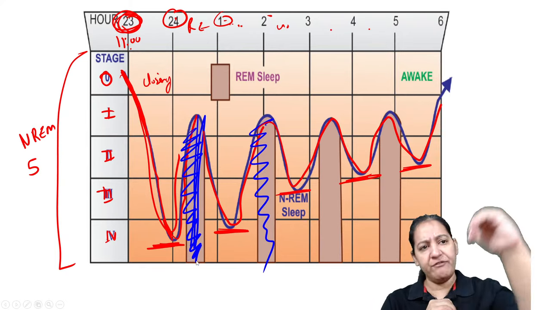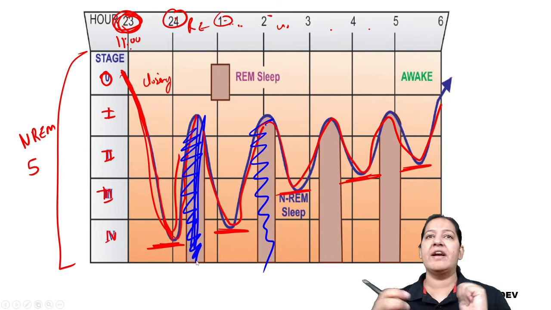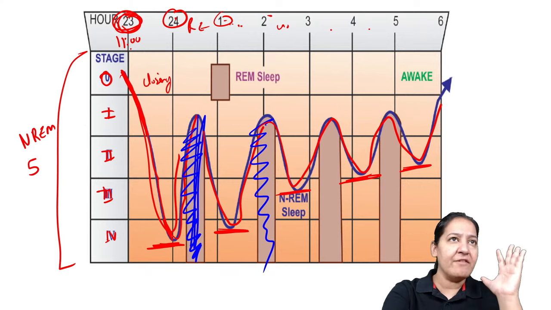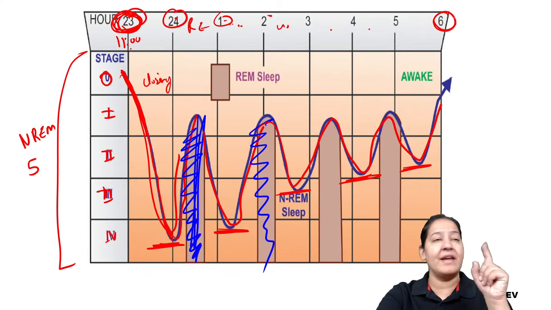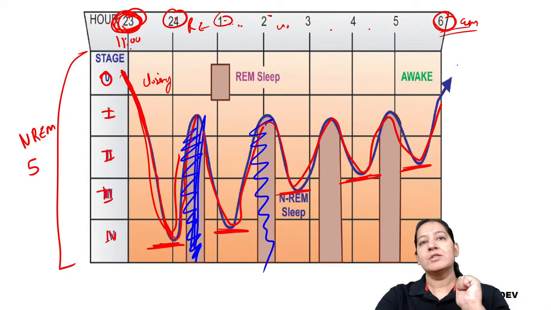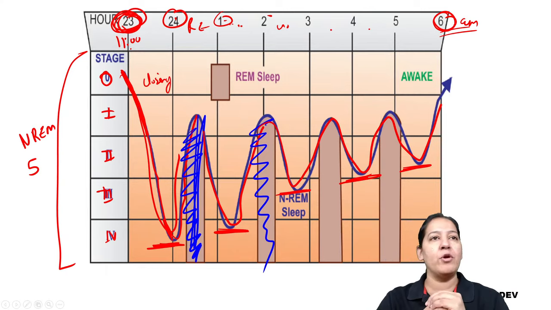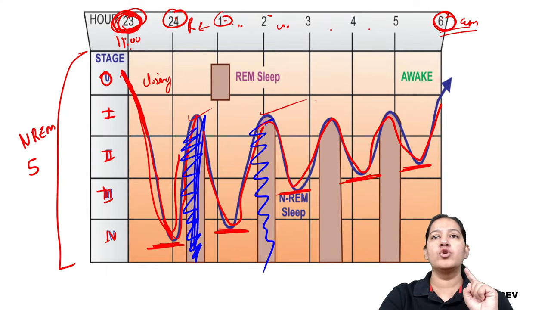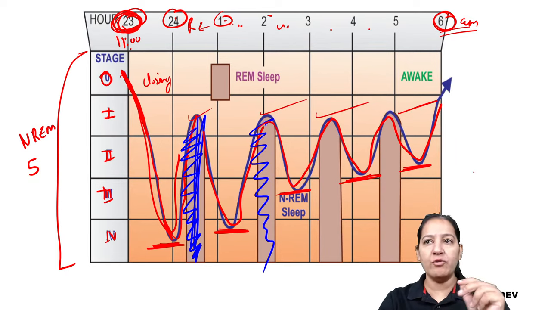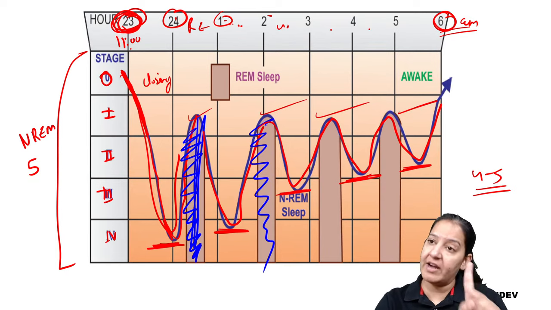In non-REM, there are stages 0, 1, 2, 3, 4, a total of five stages. And alternately, we complete them, right? So from 11 o'clock at night to 6 a.m. in the morning, when usual people get up, this is the complete sleep. In one sleep, how many cycles of non-REM and REM are you doing? 1, 2, 3, 4. Usually 4 to 5 cycles are completed. Each cycle contains one non-REM and one REM.